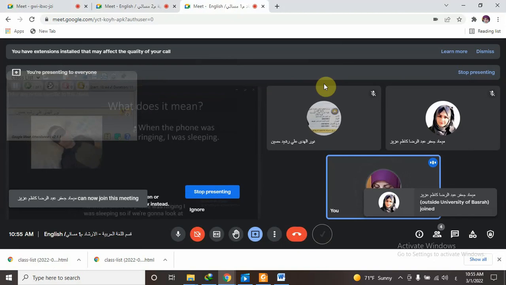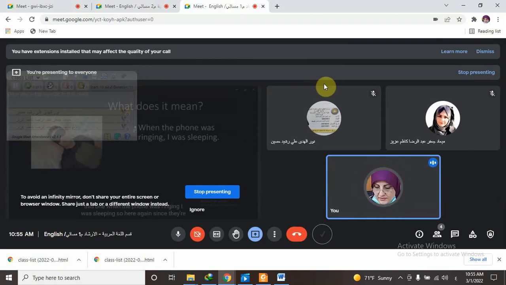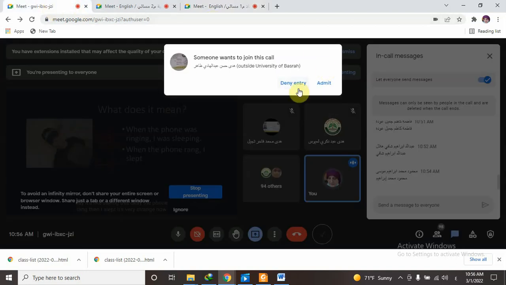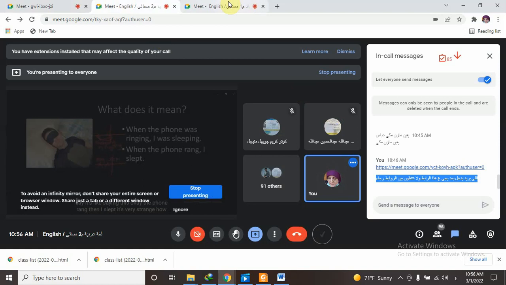What does this mean? When the phone was ringing, I was sleeping. If we look at this one, when the phone was ringing, I was sleeping. Again, since they're both in past progressive, sleeping and ringing are happening at the same time. They're both progressive actions in the past. Now, think about this one. When the phone rang, I slept. I hope you can see that that's a really strange sentence to say. It's like saying, the phone rang, then I slept. It's very strange.